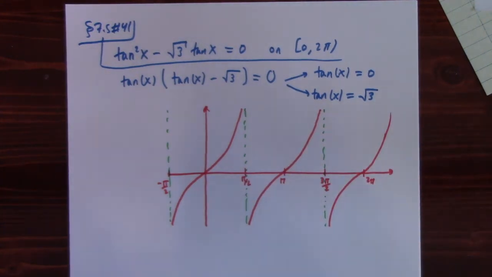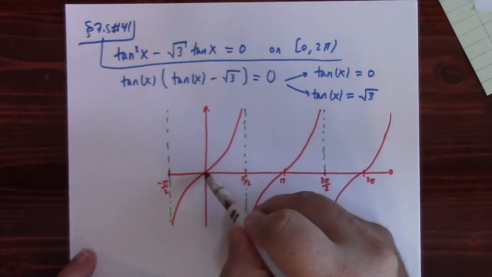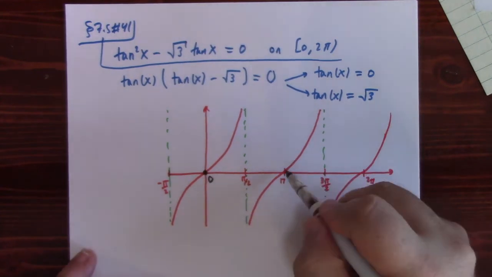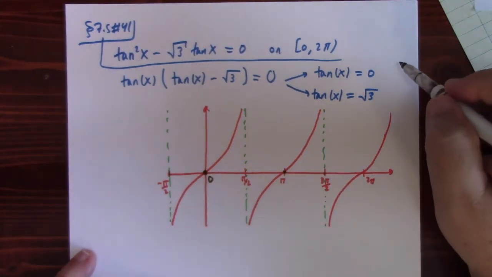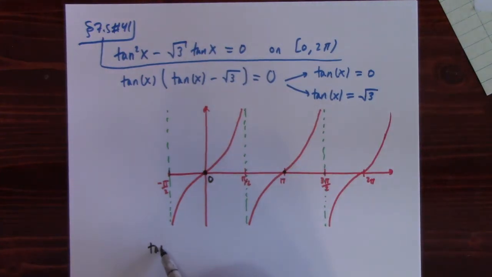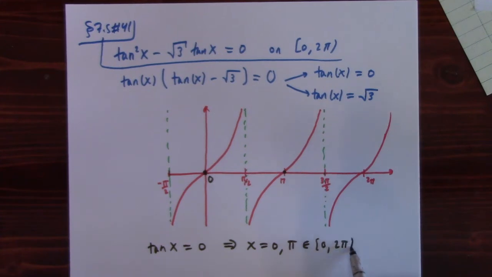Alright. Now, we're trying to solve tangent equal to 0. Well, that's easy. When's tangent 0? It's 0 here and here. Right? So tangent of x equal to 0 implies x equals 0 and pi in 0 to 2 pi, right? The 2 pi we don't get to include because it's not included in the problem statement, right?